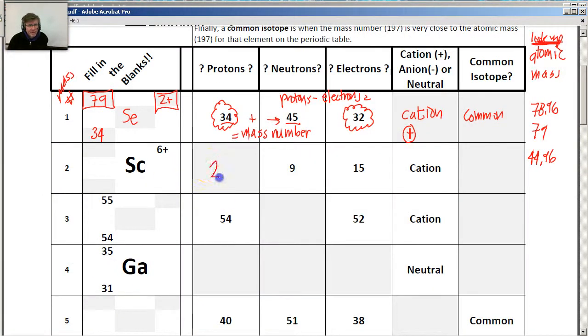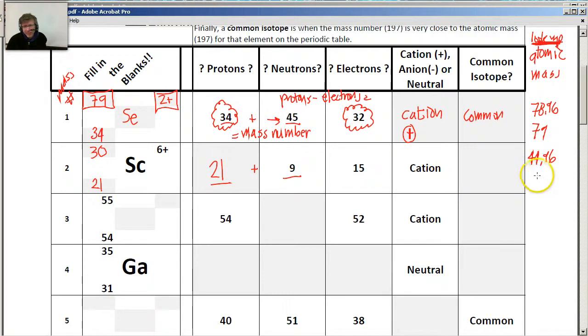So you write that here, that's the number of protons, 21. Write that here, that's also the atomic number. Atomic number equals number of protons. Then, what's the mass number? Mass number is number of protons plus number of neutrons. 21 plus 9, 30. Write that number up here. Then you take a look at if this is a cation or anion. 21 minus 15, protons minus electrons, 6 plus. So that's good news.